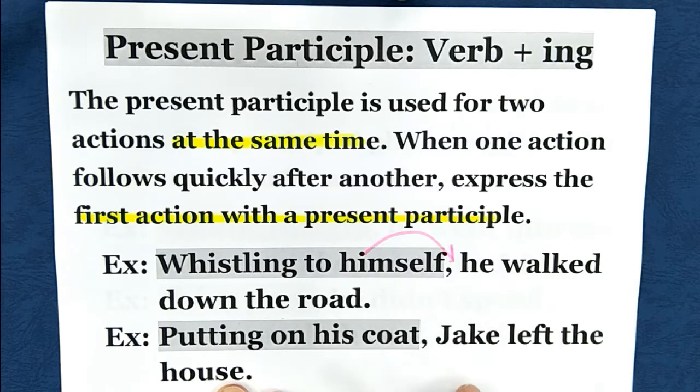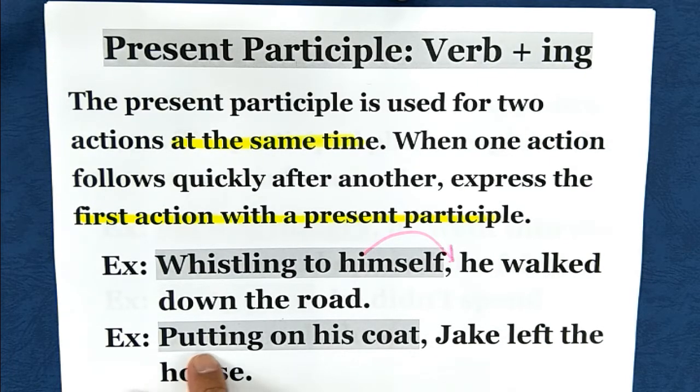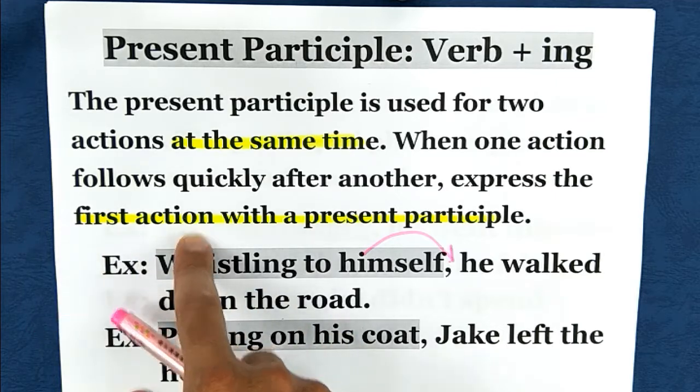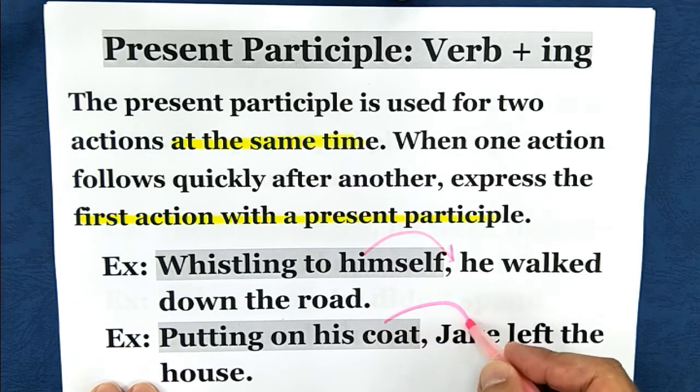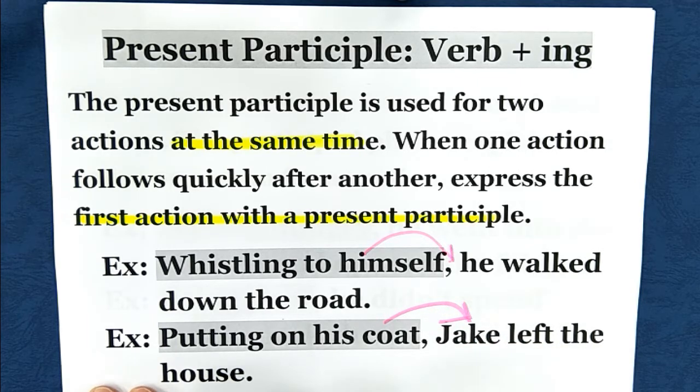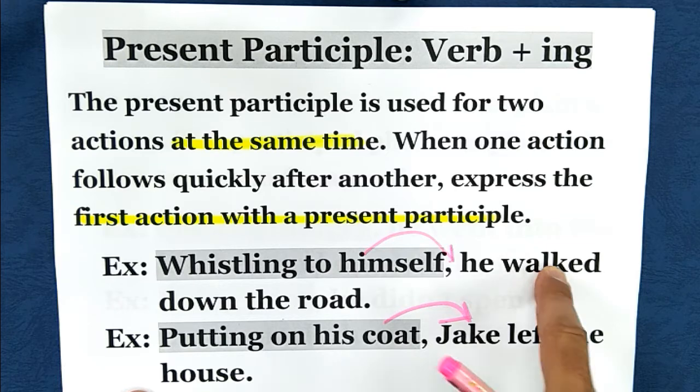Let's look at this example. Example, putting on his coat, Jake left the house. Well, he put on his coat first. See, it's the first action. Putting on a coat and then quickly leaving the house. All right, so putting on his coat, who is that? That's Jake. So again, two things happening at the same time.